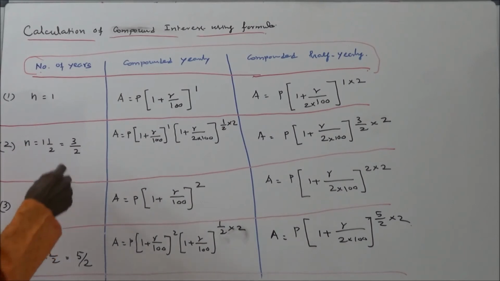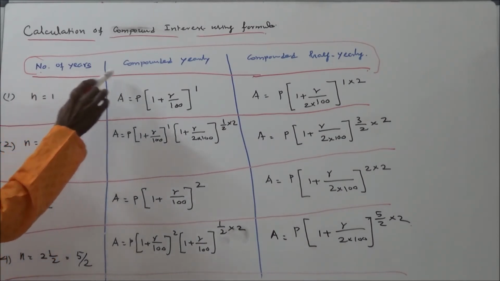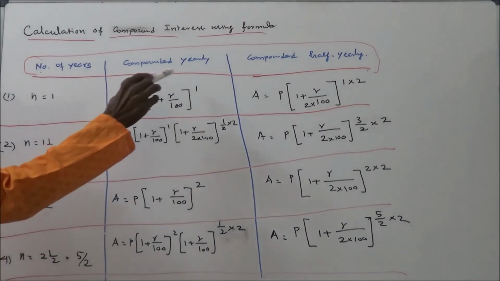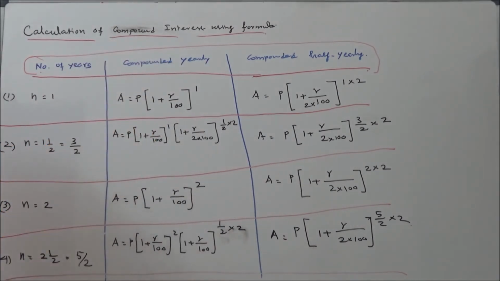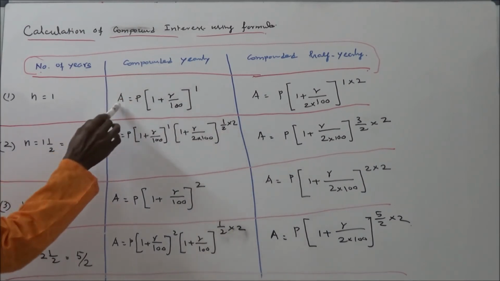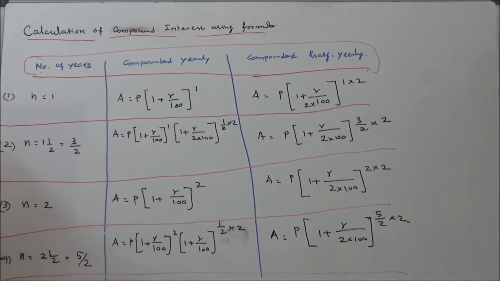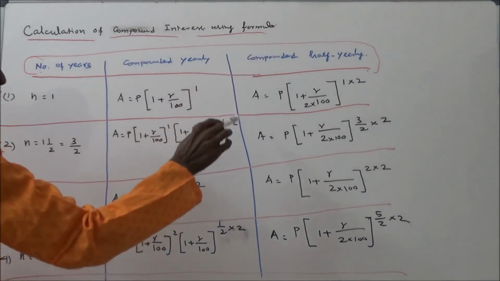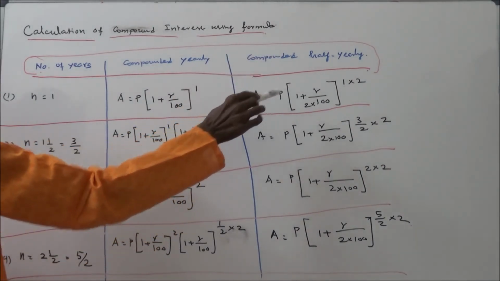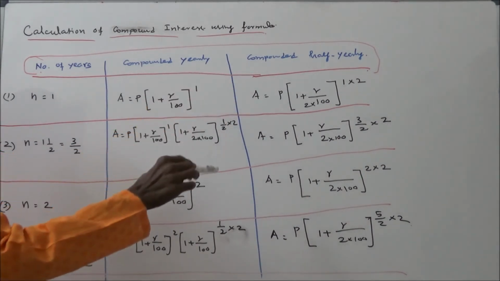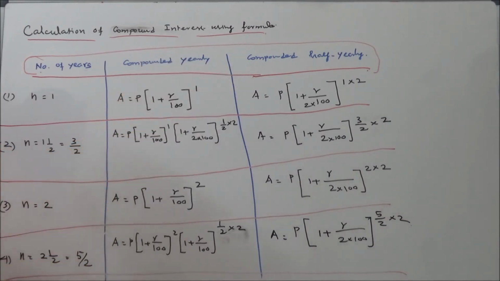Now we can tabulate number of years against interest compounded yearly and compounded half yearly. When n is equal to 1, the number of years is 1. Compounded yearly, A is equal to P into (1 plus R by 100) to the power 1. For compounded half yearly, A is equal to P into (1 plus R by 2 into 100), that is interest divided by 2, to the power of number of years into 2.